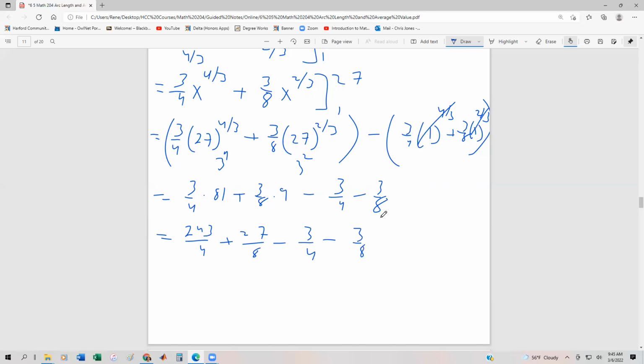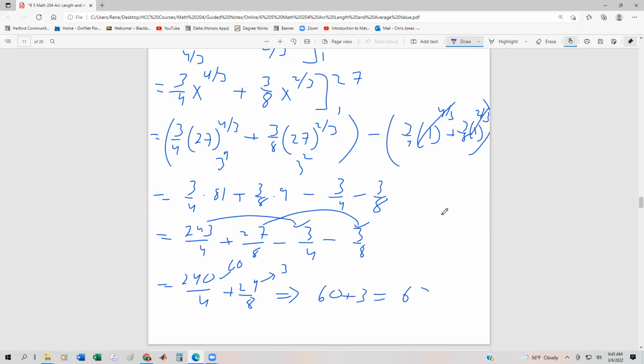And of course you could just shove this in your calculator and probably be done with this, but I don't have my calculator with me. I know this is going to be 240 over 4, just combining these two. And then this is going to be 24 over 8. So this actually works out pretty nicely because that's just going to turn into 60. And this is going to be 3. And so 60 plus 3 should be 63.